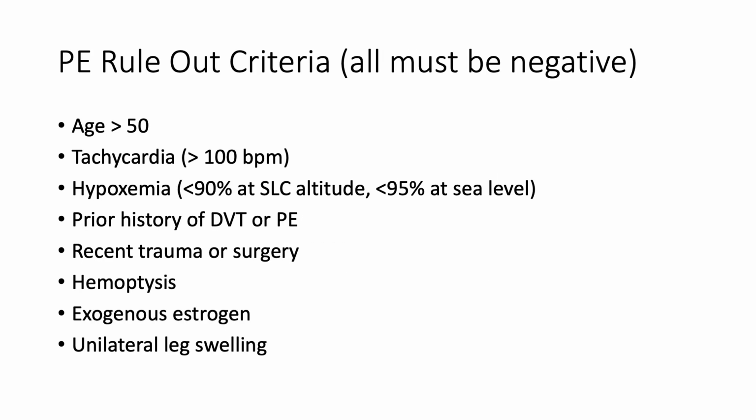And these are the PE rule-out criteria. So all of these have to be negative. And if they're all negative, you can say you do not have a PE. We're not even going to test you with a D-dimer.